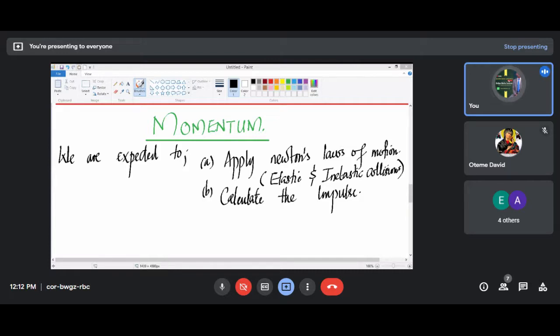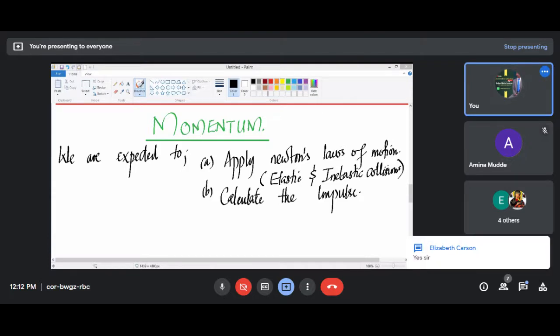Are we there? Have we put down the heading and what we are expected to understand? Are we there, class? Yes, teacher. Good.